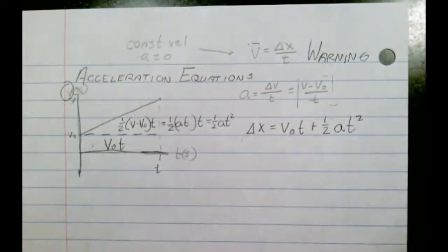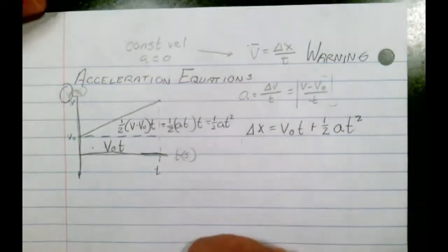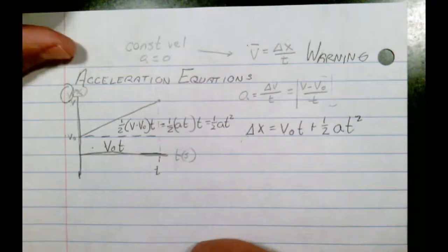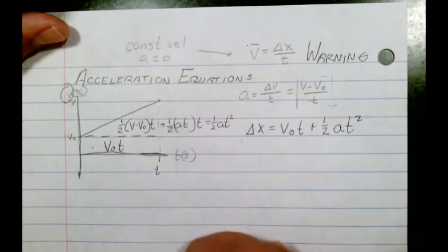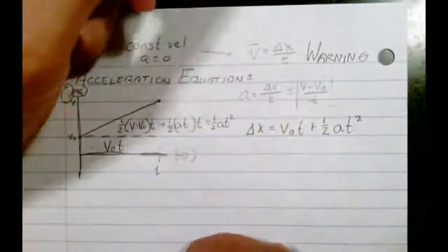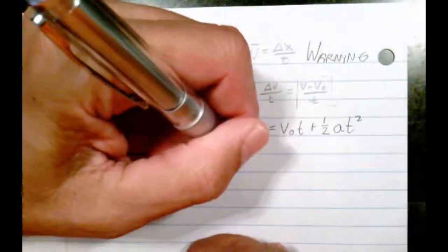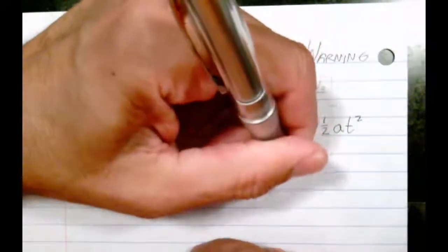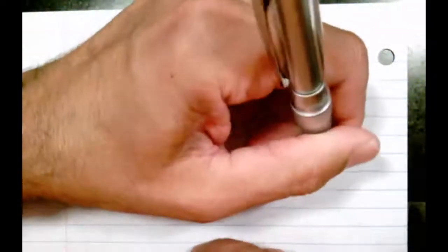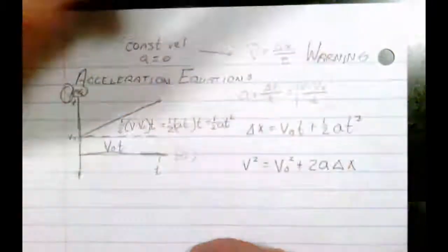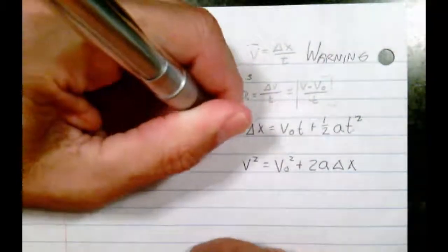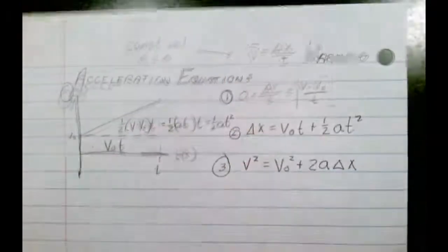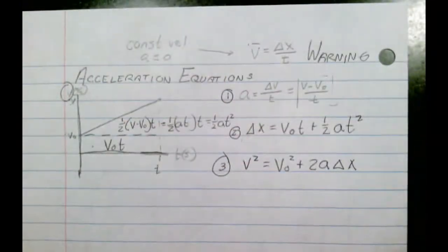Okay, there's one. There's another one that we could derive. It goes through a lot of work. I'm not going to derive it, but I'm just going to write it down for you. It ends up looking an awful lot like the equation for kinetic energy, but V squared equals V0 squared plus 2a delta x. And I'm going to call that 1 and 2 and 3. Those three equations will get you almost everything you need in acceleration.